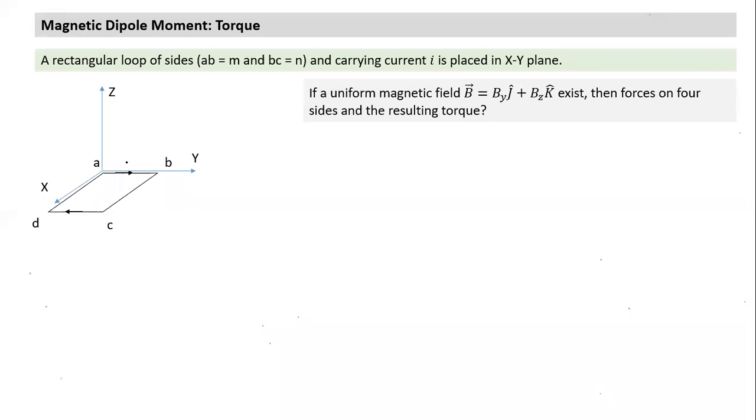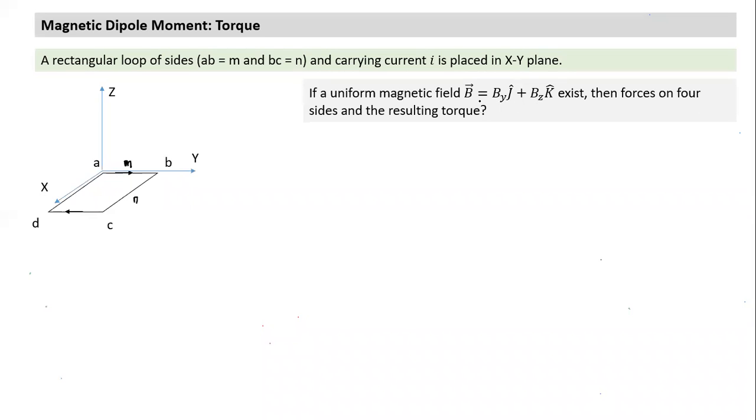Side AB is equal to M, and the other side, BC, is equal to N. It is carrying current I as shown, and is placed in the XY plane. If there's a uniform magnetic field given by this, is the field uniform? If these two values are constant, the field is uniform. It is independent of position. It does not depend on the coordinate.